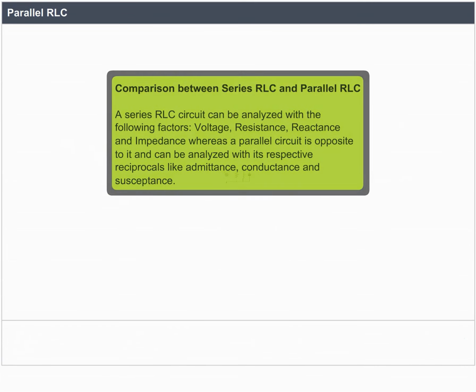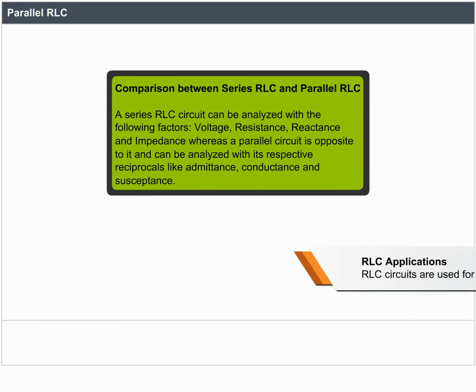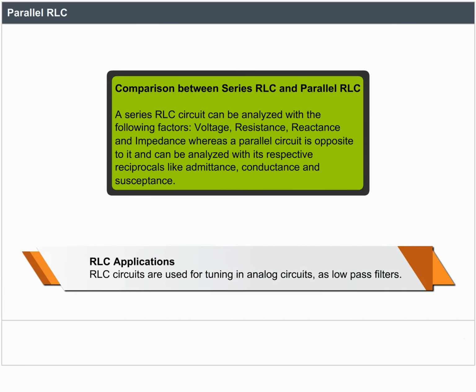Comparison between series RLC and parallel RLC. A series RLC circuit can be analyzed with the following factors: voltage, resistance, reactance, and impedance, whereas a parallel circuit is the opposite and can be analyzed with its respective reciprocals like admittance, conductance, and susceptance. RLC applications. RLC circuits are used for tuning in analog circuits as low-pass filters.